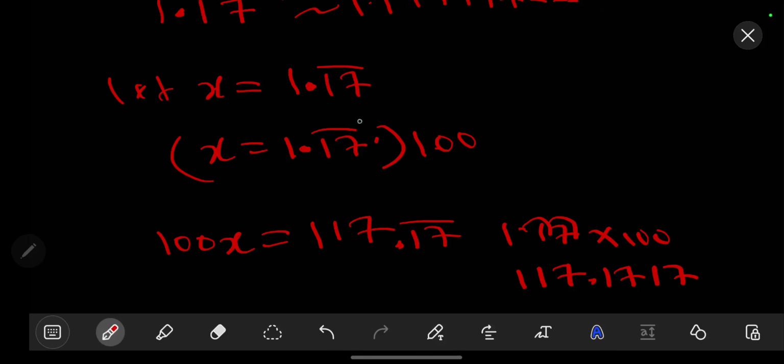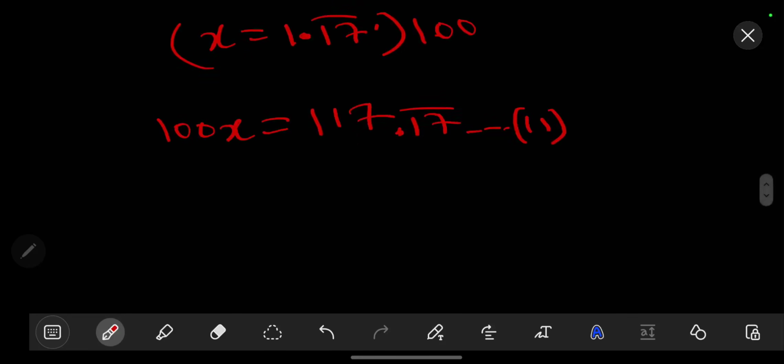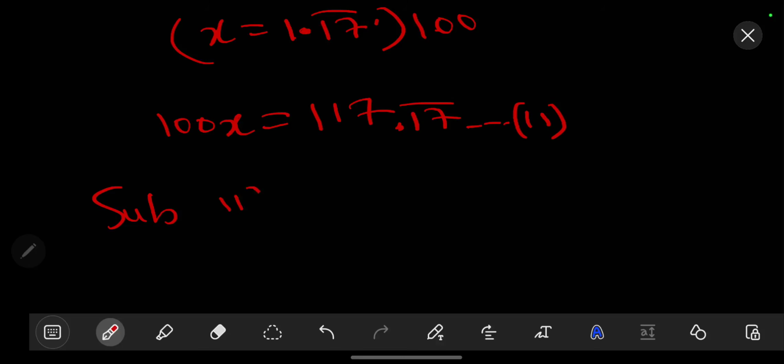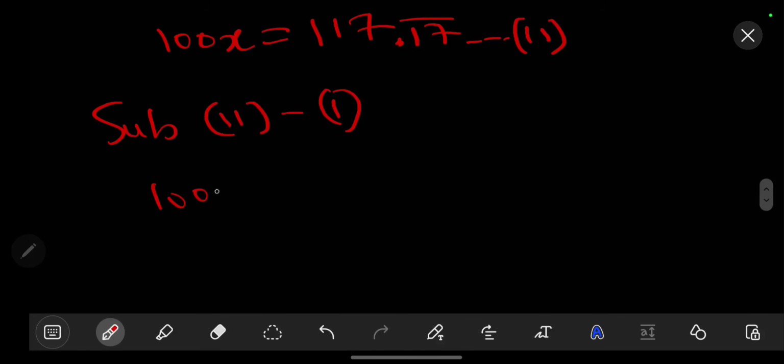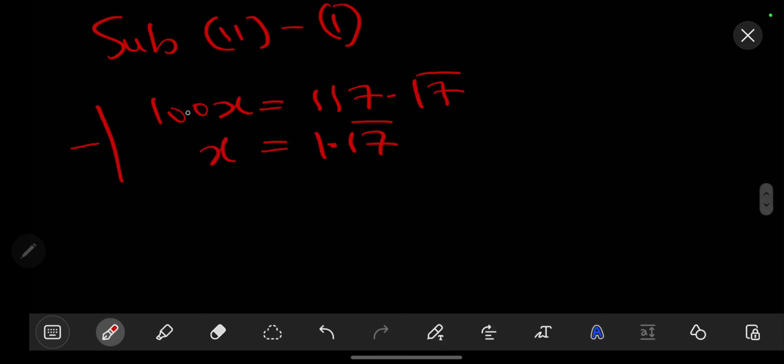Then if you have two numbers, this is our equation 1, this is our equation 2. If you have two numbers like that, having the same repeating unit after the decimal point, you can subtract them. So you are going to subtract equation 1 from equation 2. So this is the same as having 100x should be equal to 117.17 bar. We also have another one, x should be equal to 1.17 bar like that. So all of these have got a bar. So we are going to subtract 100x minus x.